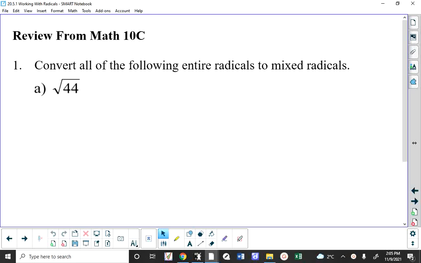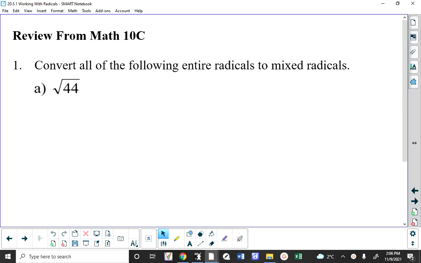We're reviewing some stuff from Math 10C here, and we have to convert all of the following in review number 1 from entire radicals to mixed radicals. It really ought to say to mixed radicals in simplest form, but that's implied.